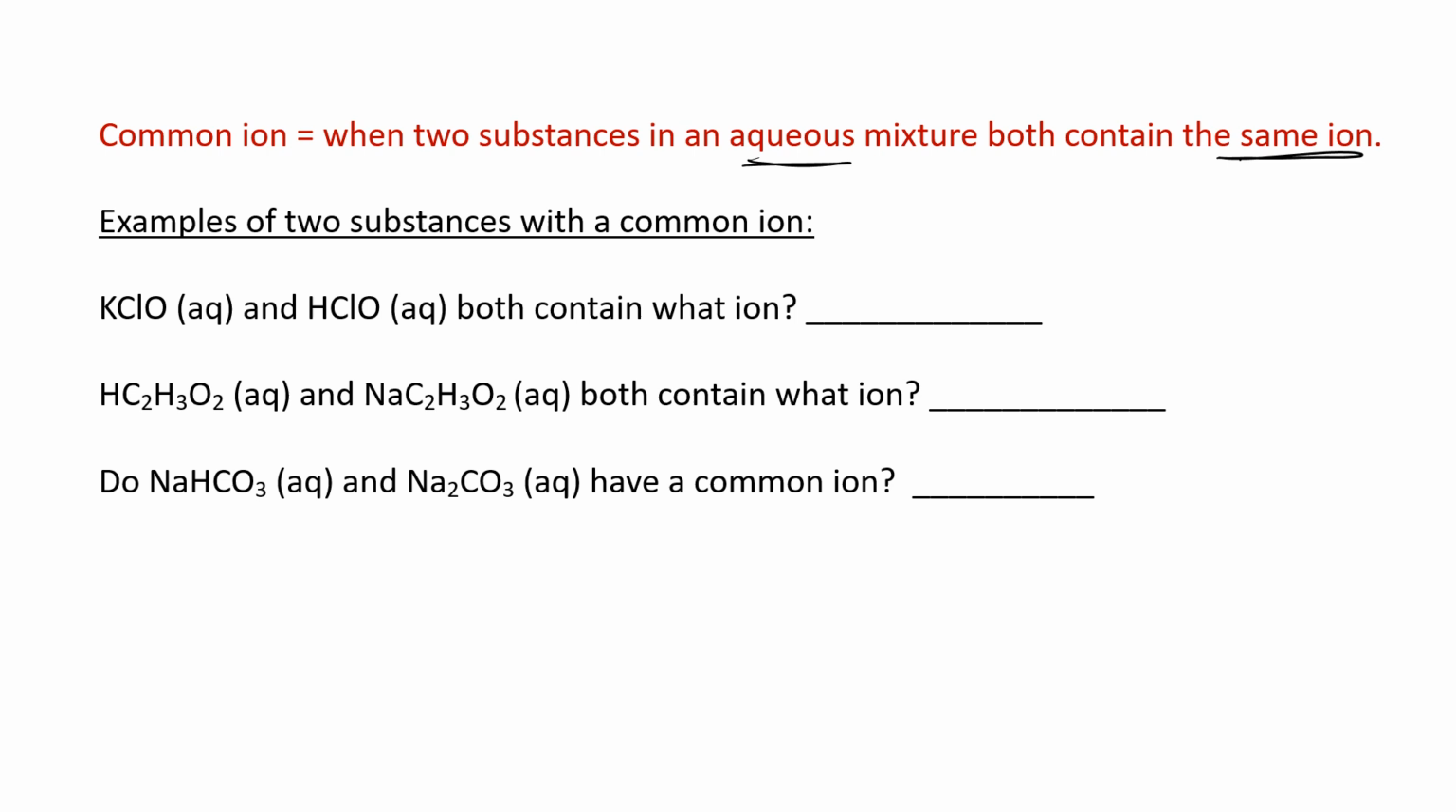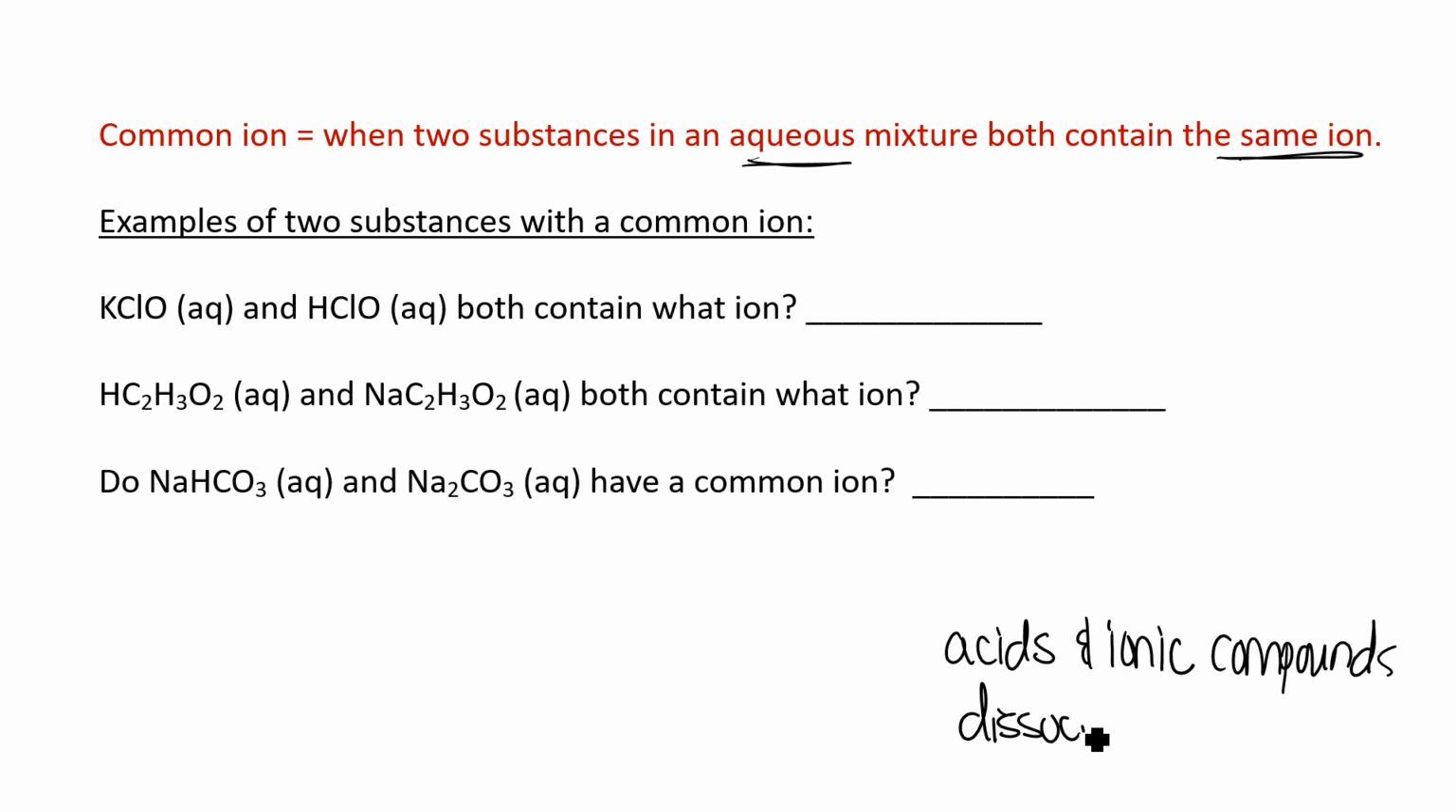We want to keep in mind, as we're looking at this, that when you have acids and ionic compounds and dissolve them in water, they tend to dissociate and form ions. So that's important to just remember here. So KClO, that is an ionic compound. When I dissolve it in water, it's going to split apart into these ions, K+ and the ClO- ion. Turns out that ion's called hypochlorite.